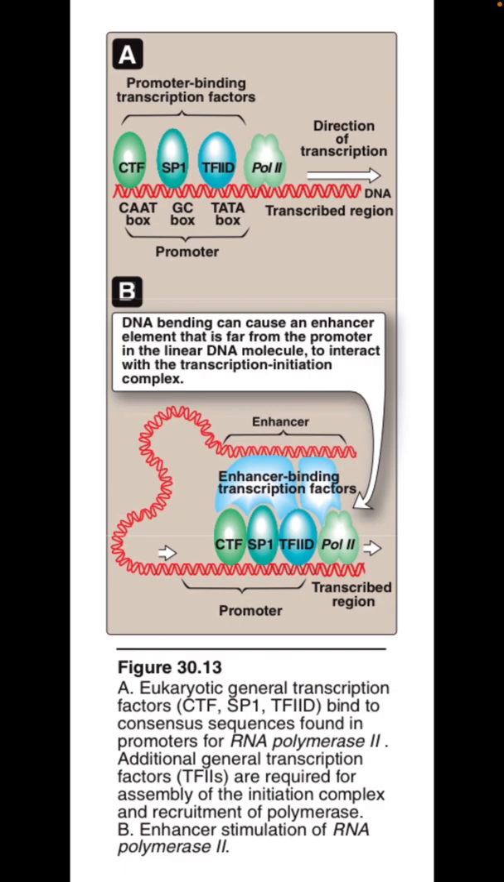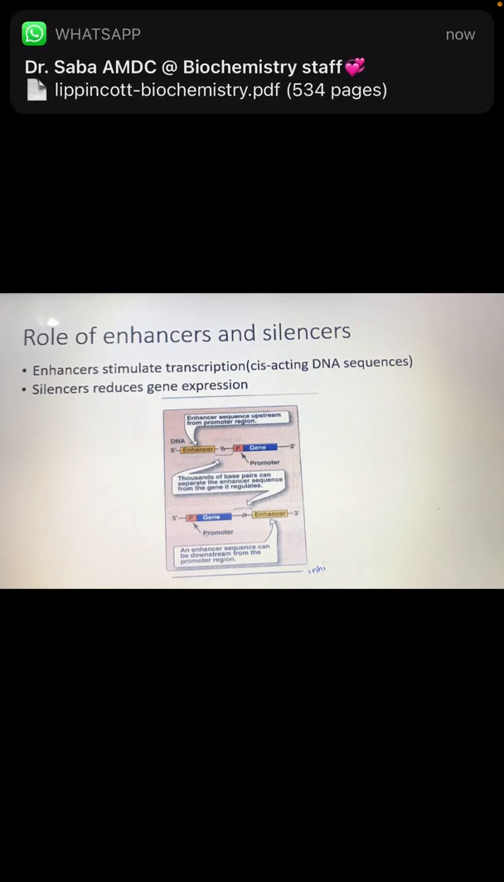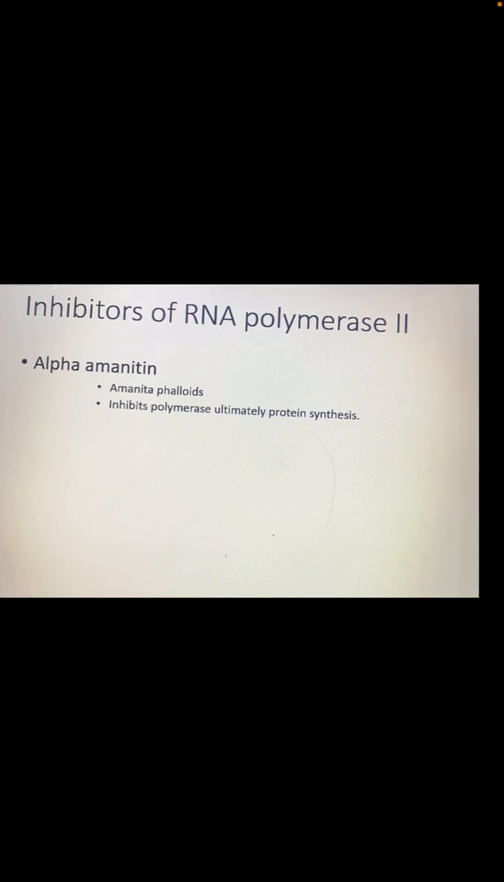So after termination, we have the role of enhancers and silencers as well during all the initiation, elongation, and termination steps. Enhancers stimulate the transcription and are cis-acting DNA sequences, while silencers reduce the gene expression. So these silencers and enhancers are indirectly involved in the synthesis of transcription or RNA.